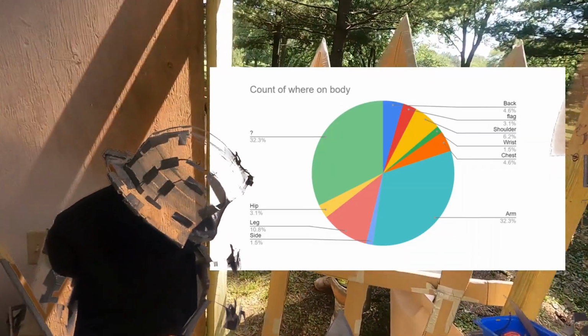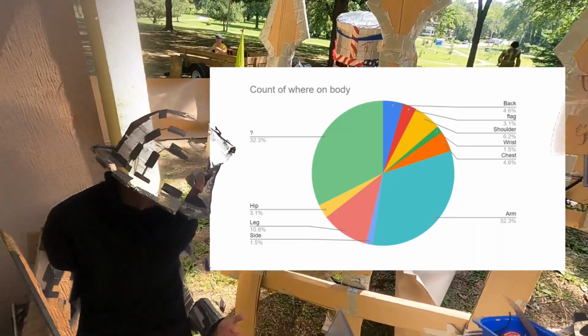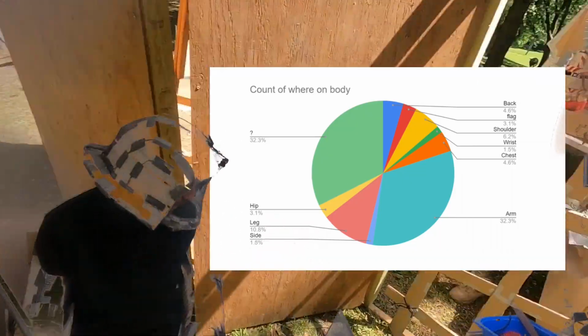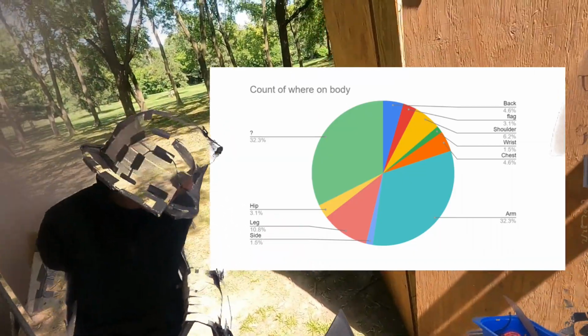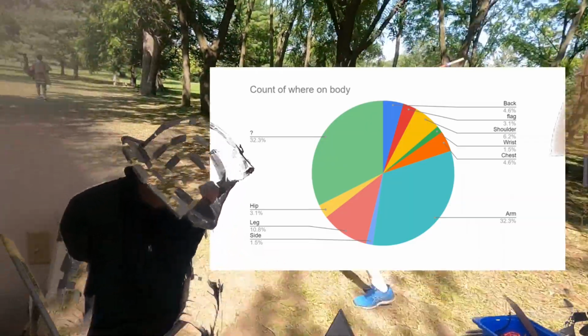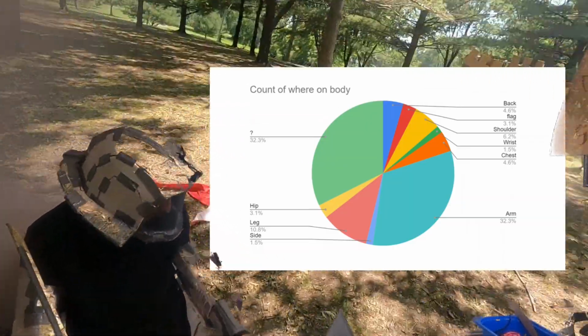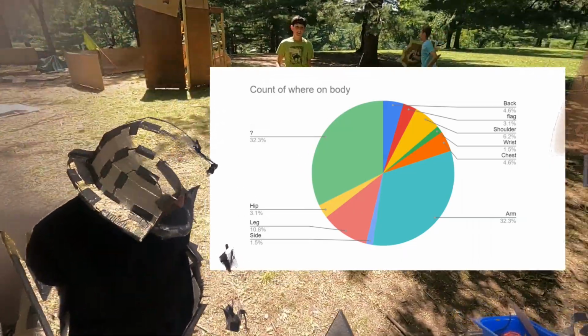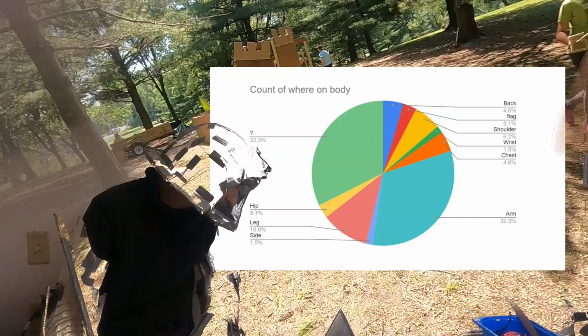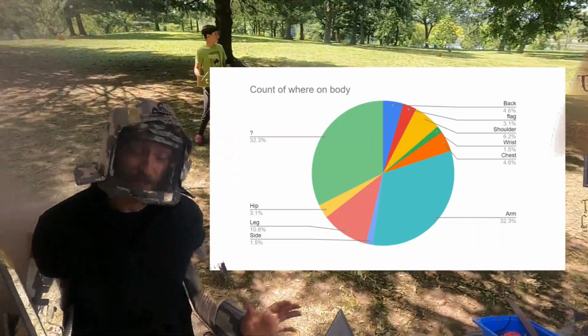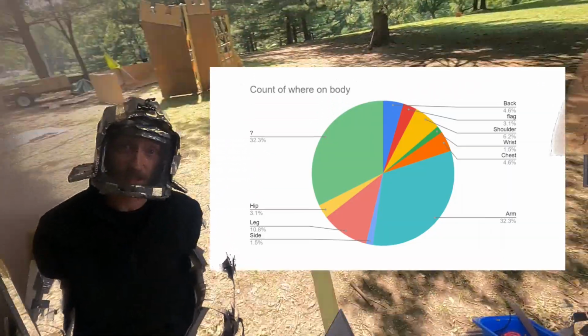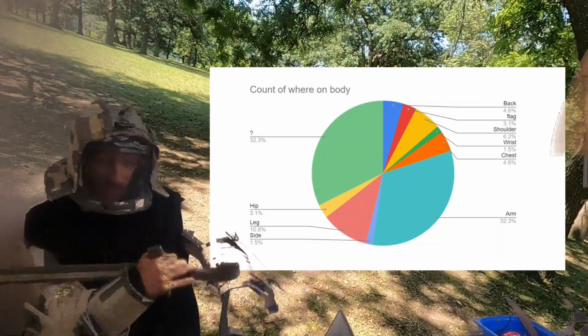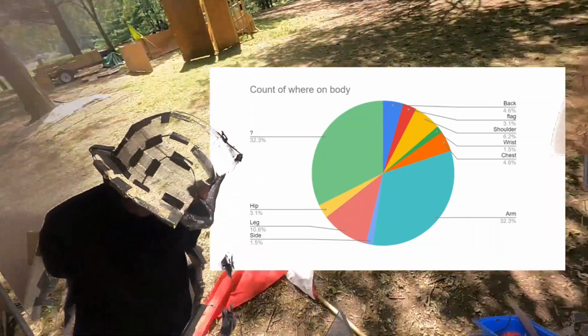Unfortunately, 32.3% of the kill events did not log a location, so we just missed like a third of the data because they just didn't write it down. So that quite sucks. But 32.3% were arm tags, and then wrist, shoulder, and just wrist and shoulder tags would probably safely be lumped into those. So definitely getting tagged on the arms in some area was the most common.